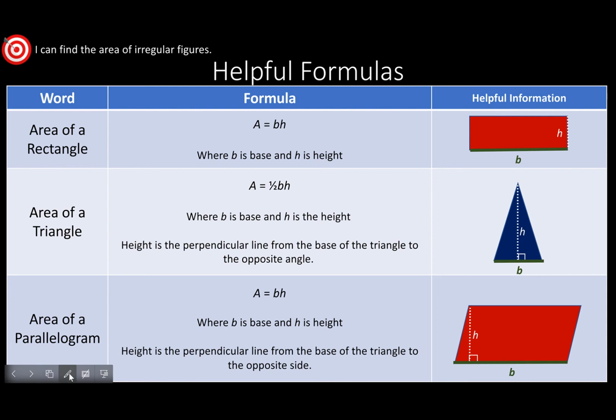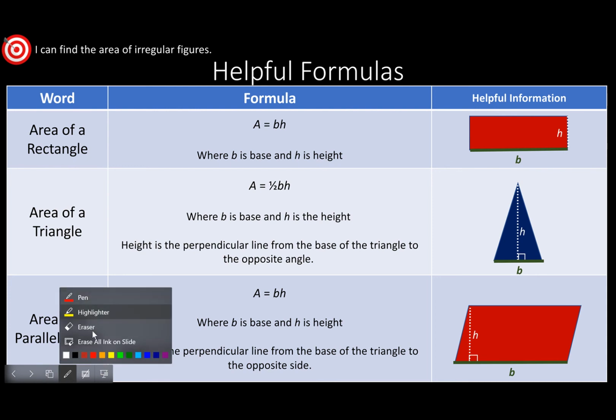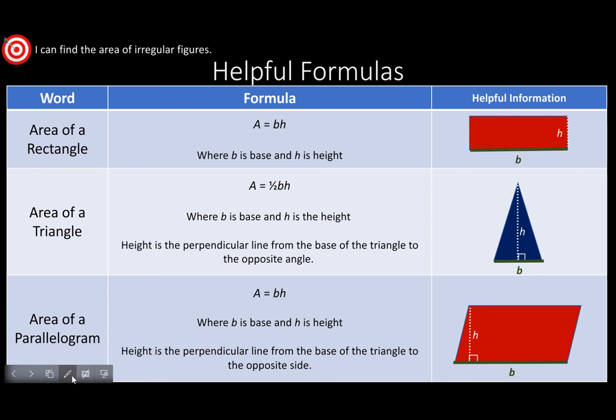Here is some helpful information that you might want. So we have area of a rectangle is area equals base times height. So remember, you have the base times the height. Area of a triangle is area equals half of the base times height.